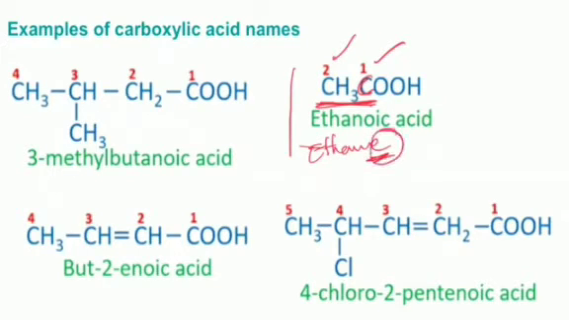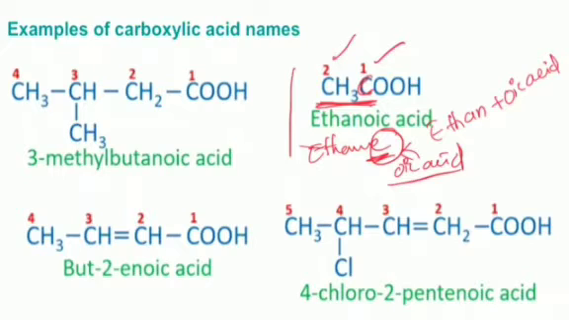So in the place of the E, you replace it with oic acid. You have to replace the E with the oic acid word. Then what happened? So you write ethane plus oic acid. Then what happened?